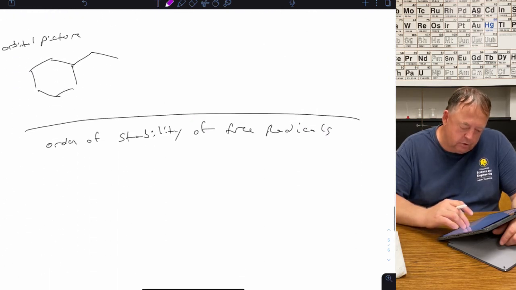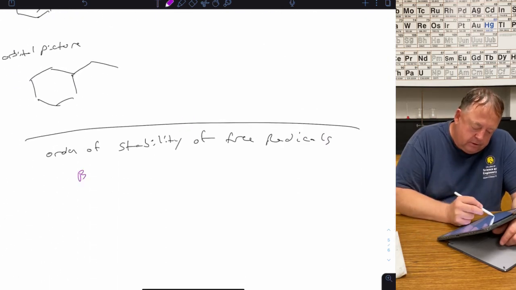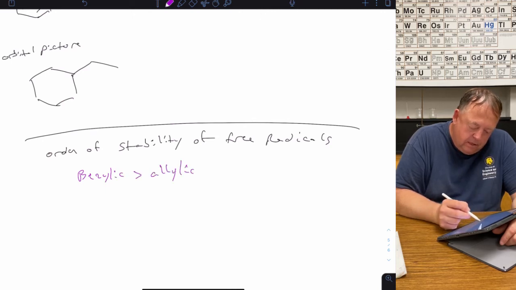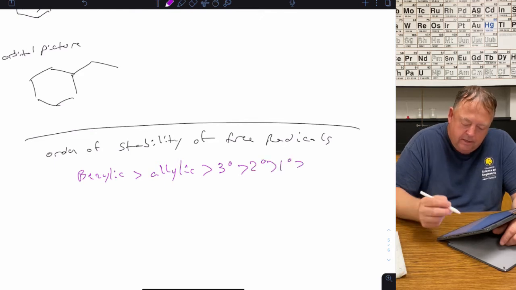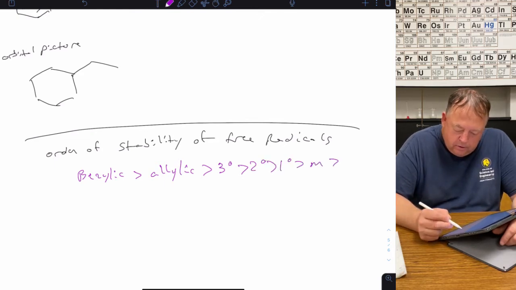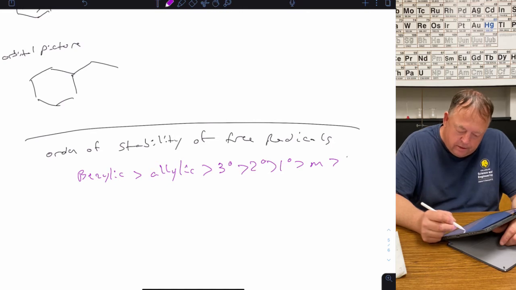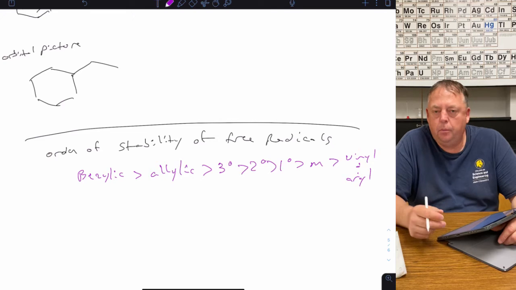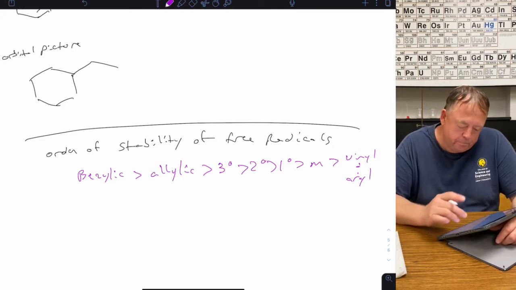Okay, so the real order of stability is benzylic is better than allylic, which is better than tertiary, and then secondary, and then primary, and then methyl, and those are better than vinyl and aryl, which are the least stable places to put a free radical.